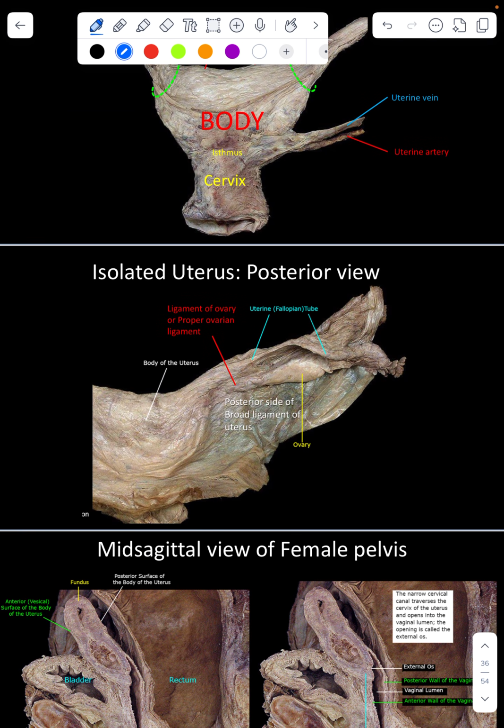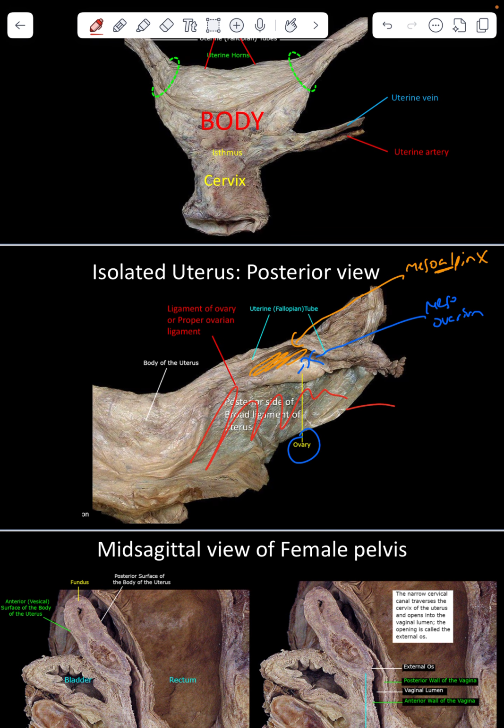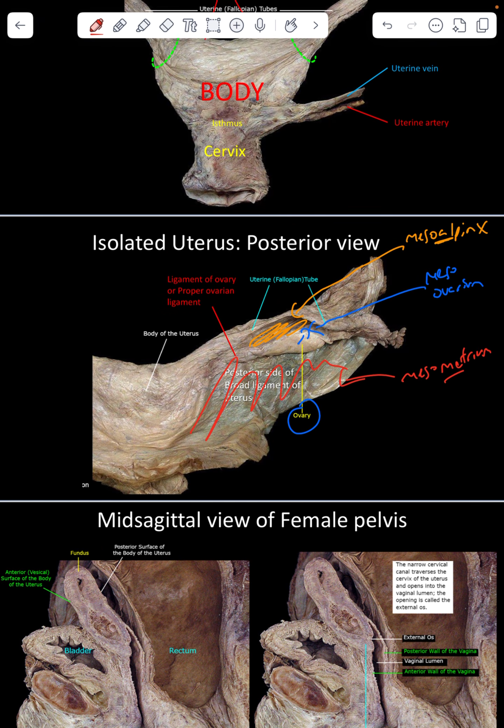Okay, there's a good picture. So all of this stuff is all broad ligament. So this is your ovary. What attaches your ovary to the back of this is your mesovarium. On top of your ovary is mesosalpinx because A comes before M. Bottom of the ovary is mesometrium. So A comes before M.